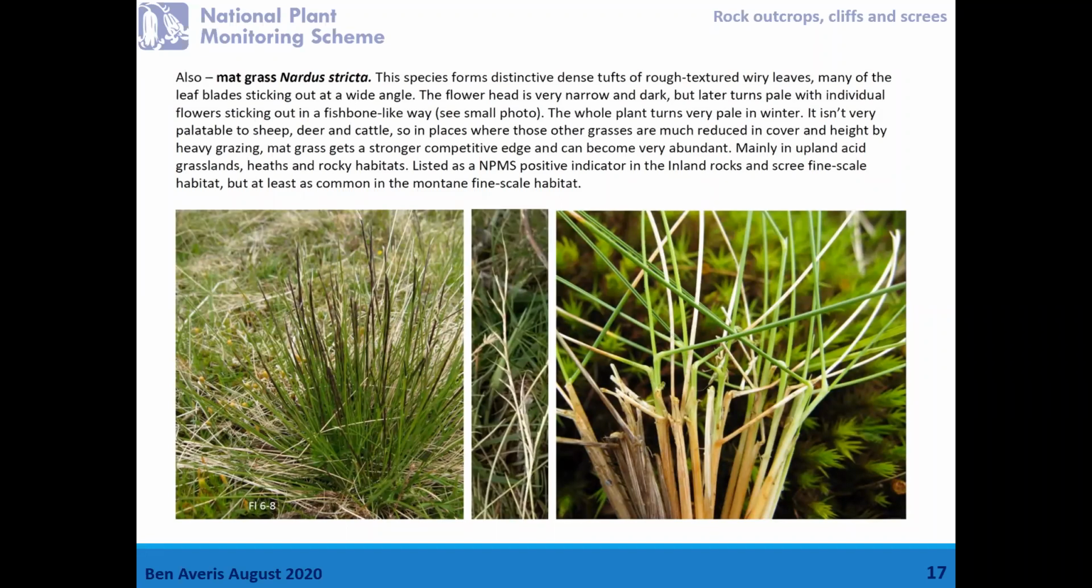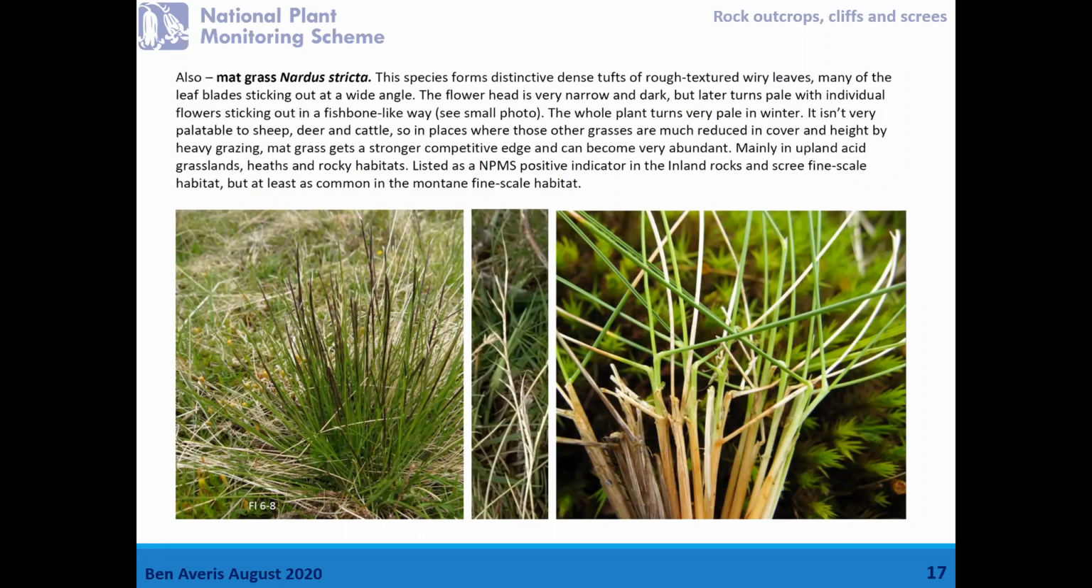And at the base of the leaf blade, where you have the sheath that wraps around the stem, and then the blade that sticks out, well, in the mat grass, especially low down, when you look at the lowest leaves on the stems, they stick out very abruptly at a wide angle. That's quite an unmistakable feature of it. So even if you haven't got the flowers, you can tell it by the densely tufted growth form with the leaf blades sticking out at an abrupt angle.